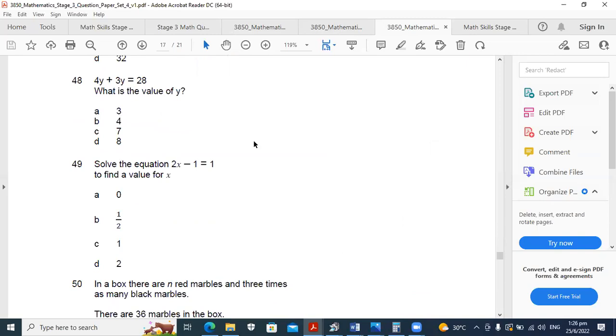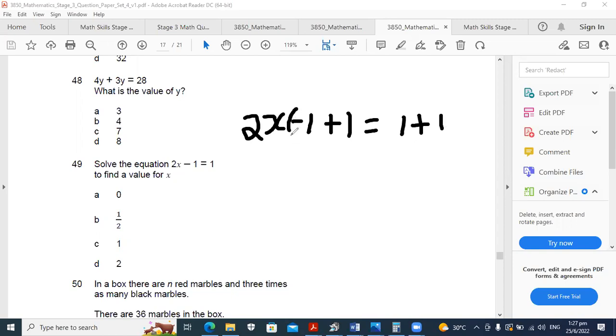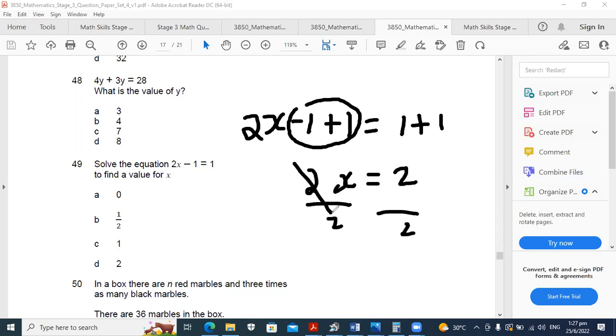All right, so this one here now, 49. Well, what you do to find x is you get rid of the 1 on the left by adding 1 to the left, and also 1 to the right. So that will go away. So that's 2x equals 2. Divide both sides by 2. x equals 1.